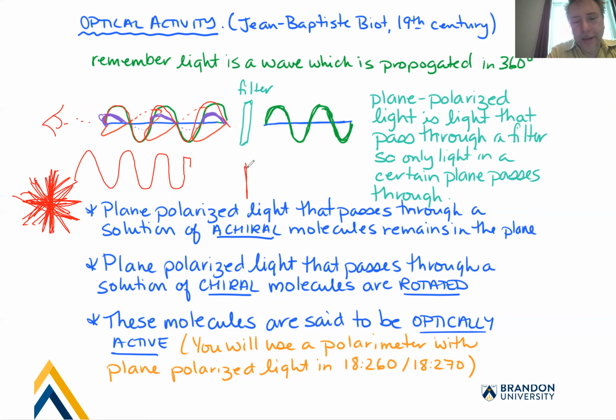But if you put it through a filter, the light which actually makes it through is only pointing up and down. So it filters out the rest. Then as it's traveling through your solution of chiral molecules, this light can be rotated clockwise, or the light can be rotated counterclockwise from its starting position. That's basically, is it going to go to 1 o'clock or 2 o'clock or 3 o'clock, or is it going to go to 11 o'clock, 10 o'clock, or 9 o'clock? That's basically what's going on.